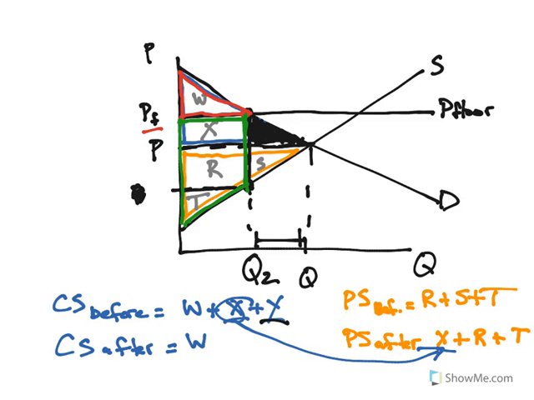Let's look at producers. Producer surplus before was R, S, and T. So what's different? They still have R and T, and they gained X from the consumers, but S is gone. S is the producer surplus that is lost due to the price control from the sellers who no longer participate in that market. Right? So it just disappears.